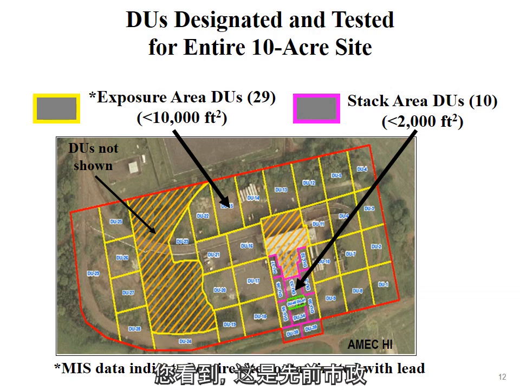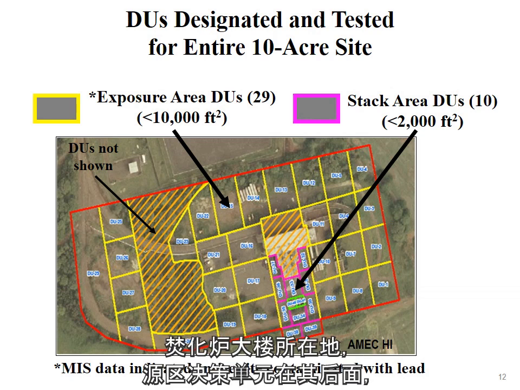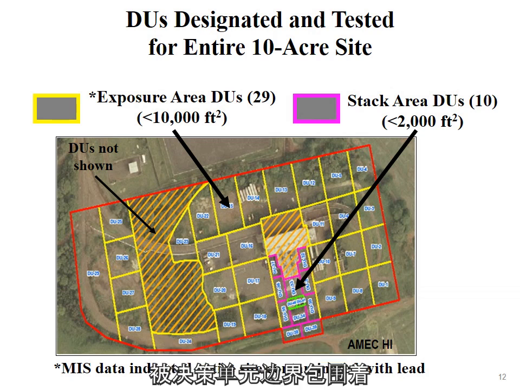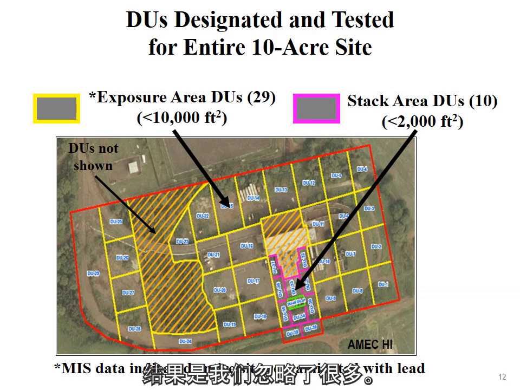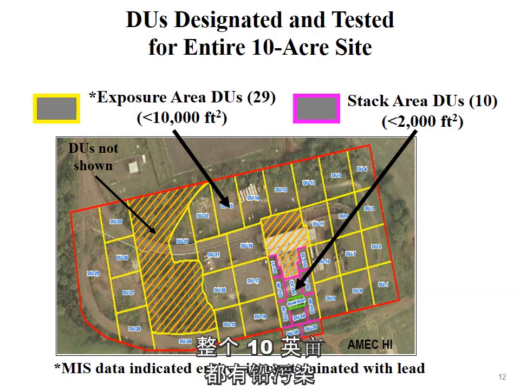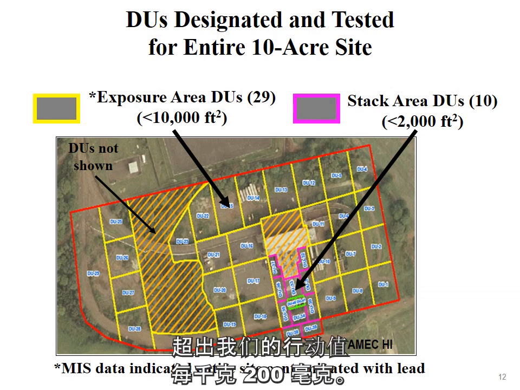So you see here's the former municipal incinerator building, source area DUs behind it, surrounded by perimeter DUs. We hoped it would come up clean. Let's go ahead and test the entire rest of the property, make sure we didn't miss anything. Turned out we would have missed a lot. The entire 10 acres was contaminated with lead above our action level of 200 milligrams per kilogram.